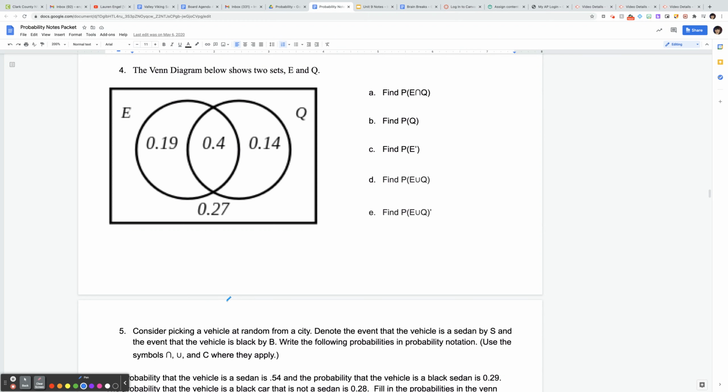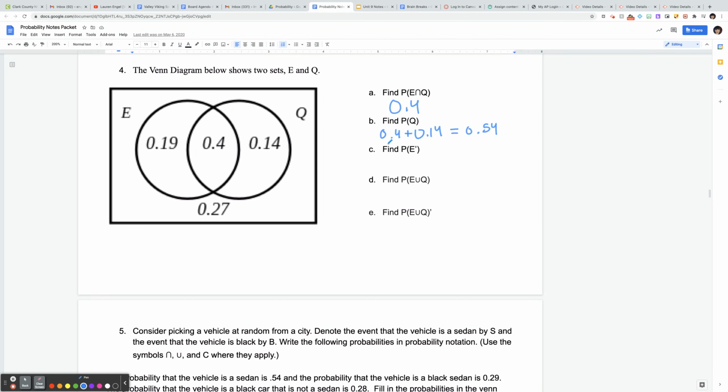Okay, folks. So one more example for you. This one already has the Venn diagram filled in for you. Very nice. So we're just going to figure out what all of these probabilities are. First is E intersection Q. So that's both, so that's just 0.4. It's where those two events intersect. Probability of Q is everything inside of that Q circle. So that's 0.4 plus 0.14, which is 0.54.